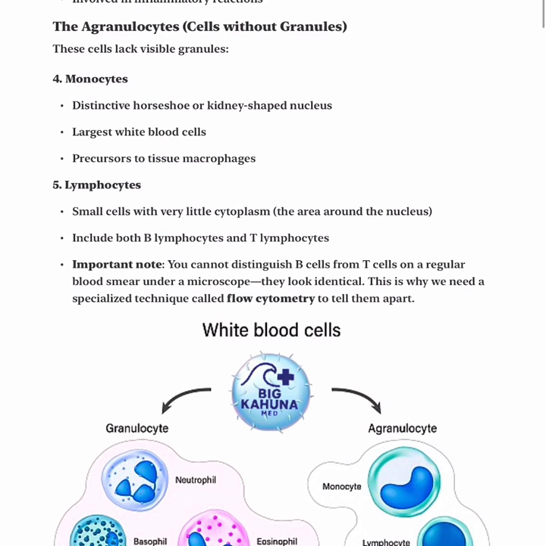As far as lymphocytes, these are small cells with very little cytoplasm. When I say cytoplasm, I'm talking about the area within the cell that's around the nucleus. These include both B and T lymphocytes, and it's important to note that you cannot distinguish B cells from T cells on a regular smear under a microscope. They basically look identical. This is why you need specialized techniques such as flow cytometry.